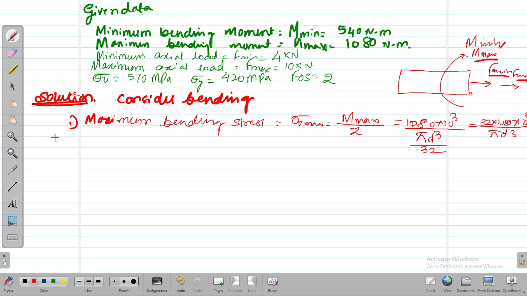Now similarly calculate the minimum bending stress. This is M minimum divided by Z, so 540 into 10 to the power of 3 divided by pi d cubed by 32.